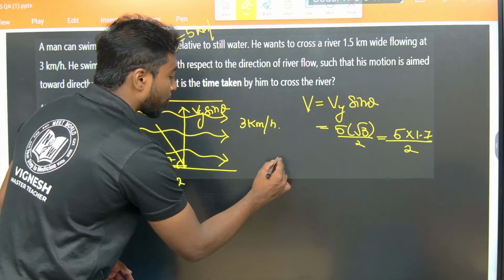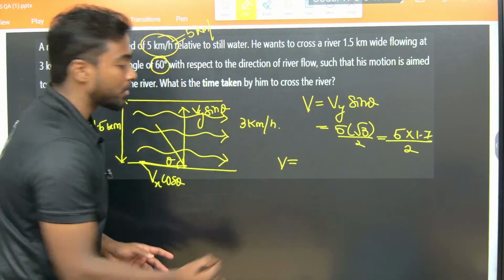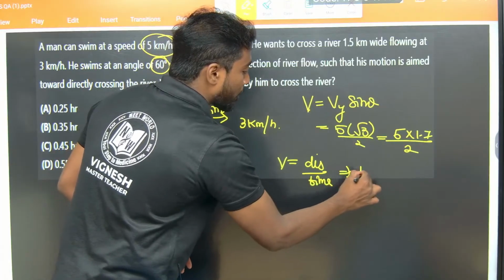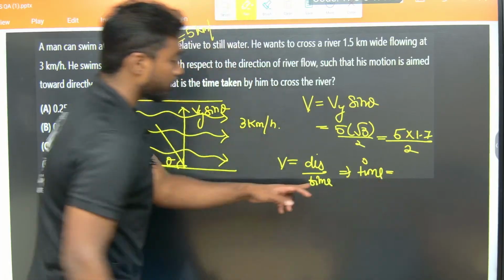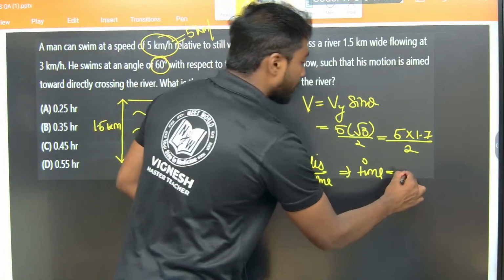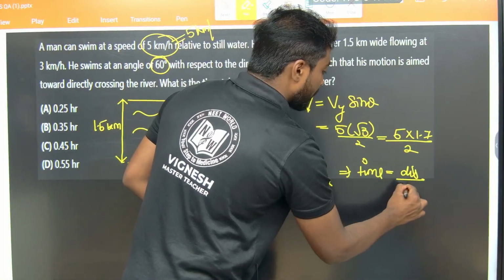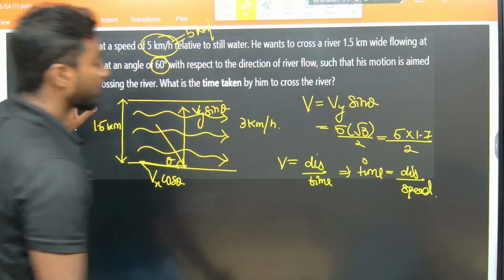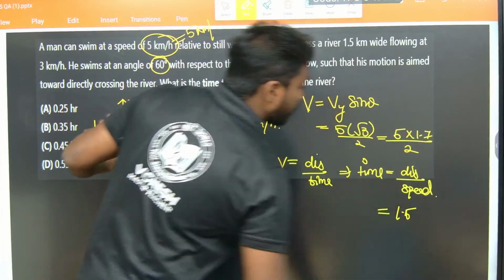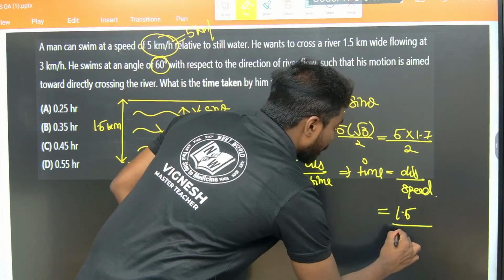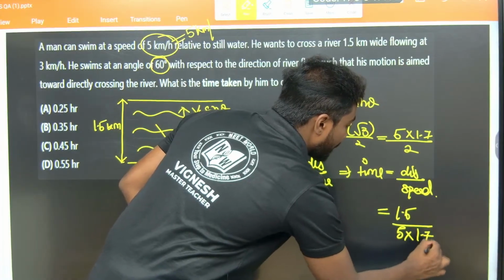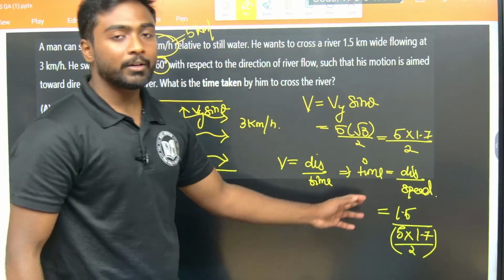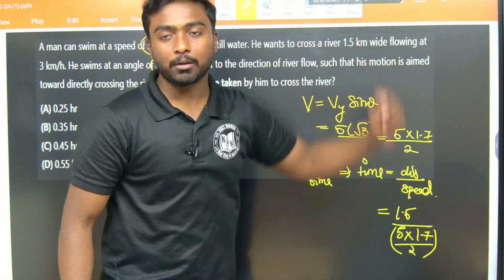Now what they are asking is the time taken. Speed or velocity should be equal to displacement by time, so time will be equal to distance by speed. What is the displacement? The distance is 1.5 km, divided by 5 into 1.7 divided by 2. So if I calculate this one, I'll get the time taken by the man to cross the river.